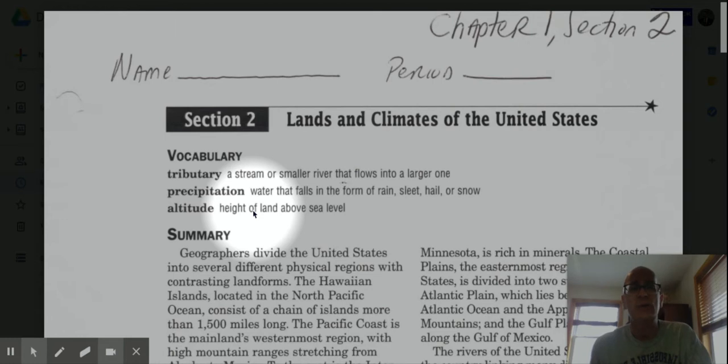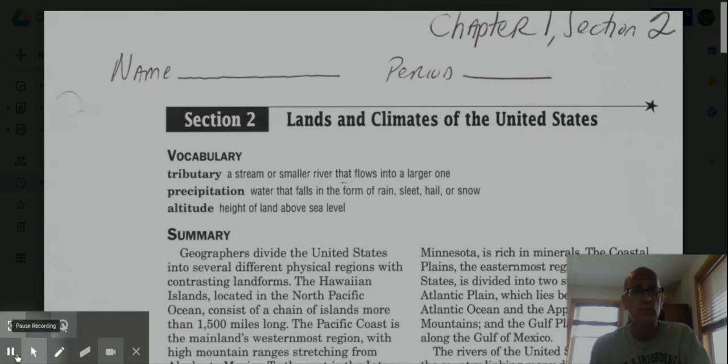Again, 8 terms total, 3 will appear in this reading. The rest of your vocab for Chapter 1, Section 2 can be found on your Quizlet deck, which will be linked to your class page at the end of the day today.